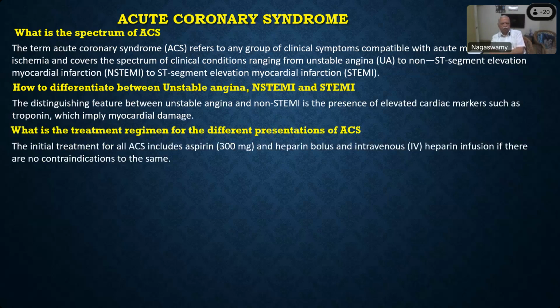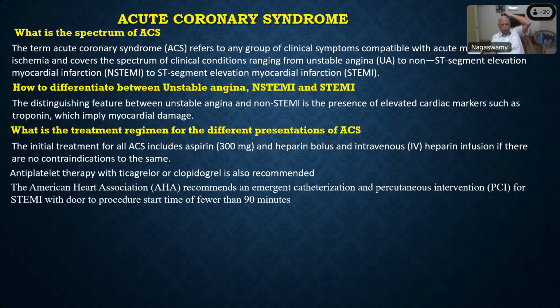Initial treatment of all ACS includes aspirin 300 milligrams. Any patient, whether it is unstable angina, non-ST elevation, or ST elevation, you give 300 milligrams of aspirin. You can give heparin bolus or intravenous heparin infusion if there are no other contraindications. Antiplatelet therapy with ticagrelor or clopidogrel is also recommended. And the American Heart Association recommends an emergent catheterization and percutaneous intervention for ST elevation MI with door to procedure start time of fewer than 90 minutes.